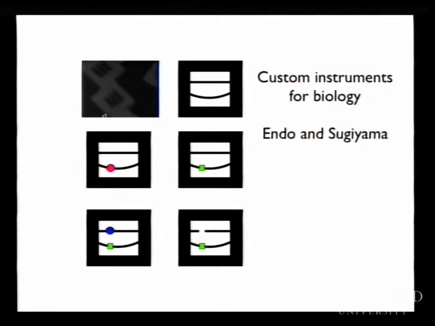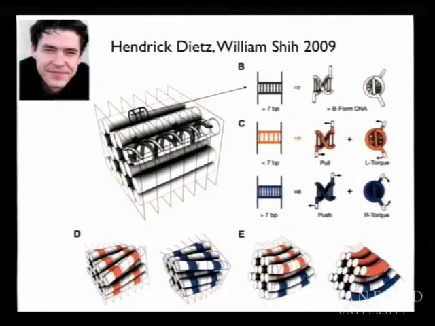All right, so now I'm going to go back to this patterning thing, the general problem of making these things. So back to 3D. Hendrik Dietz, who is in William Shih's lab, has come up with a very simple model for introducing curvature and twist into these structures.